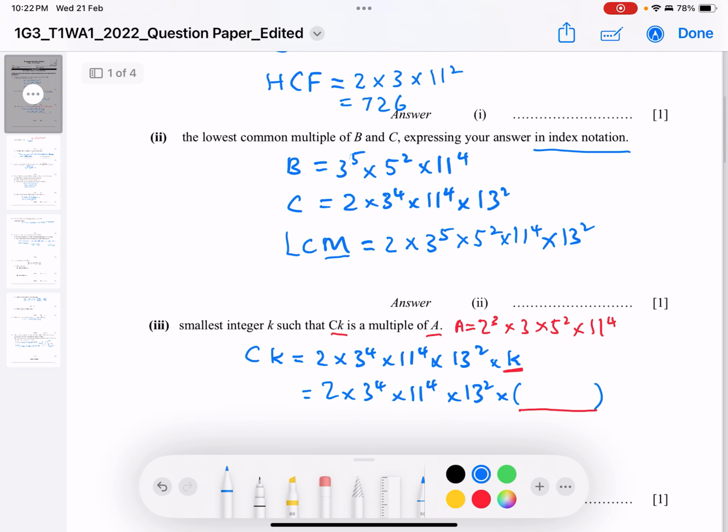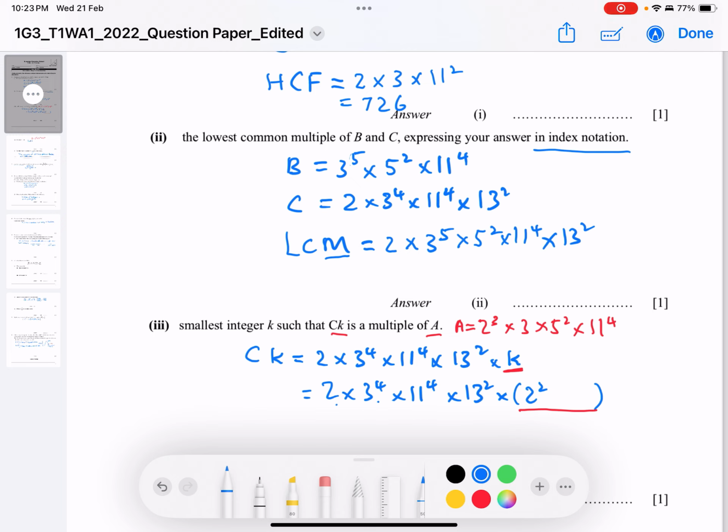In the next part, we have to find the smallest integer K such that CK is a multiple of A. So if CK is a multiple of A, then it should contain the factors belonging to A. So K is a number such that it will create factors of A. In the first case, A has 2 to the power of 3. So C does not have 2 to the power of 3. So we need a 2 squared to create a 2 to the power of 3.